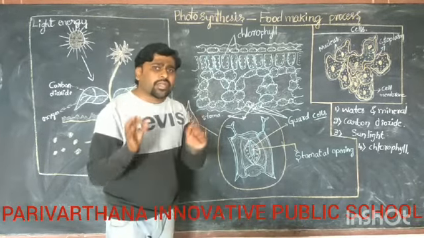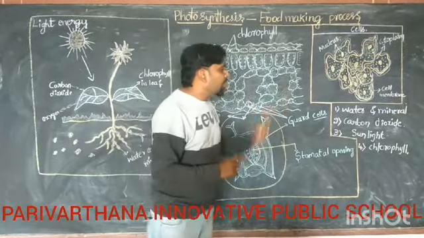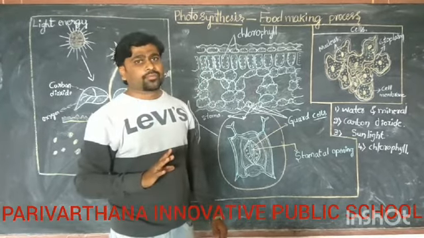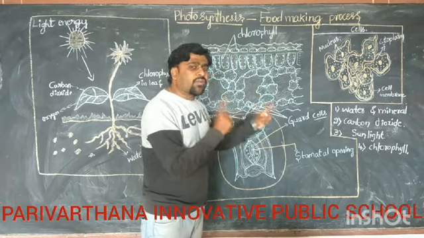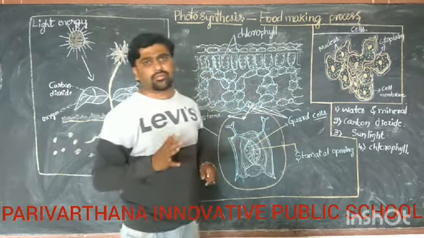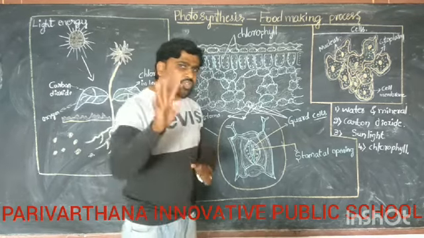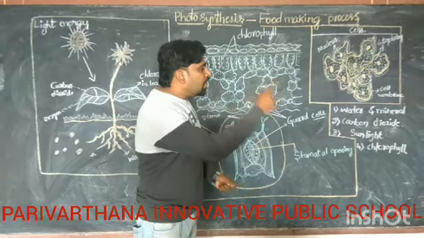What are the raw materials needed for the leaf? The first raw material is water and minerals. Clear? This water and mineral is provided by the soil. One thing: the water and minerals present in the soil. The plants take water and minerals from the soil, from the earth.